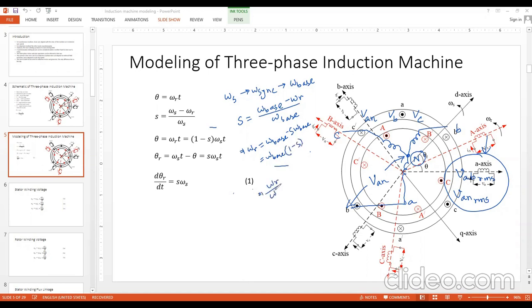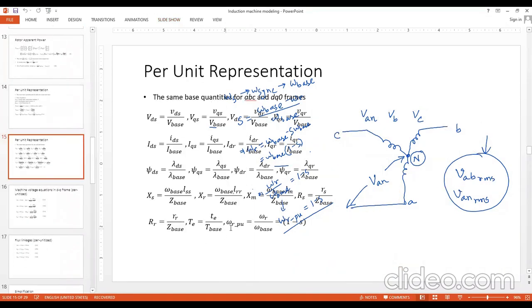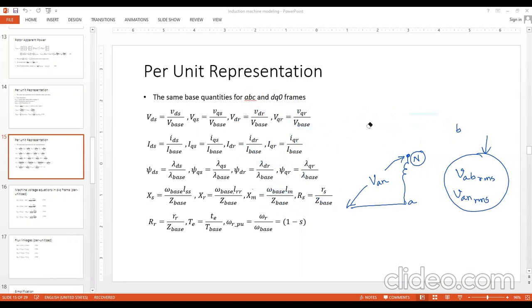So omega r over omega base is 1 minus s, where omega r by omega base is nothing but omega r per unit equals 1 minus s. So this is how you can get the relationship done. You can prove this relationship: omega r per unit equals omega r by omega base equals 1 minus s. Okay, so these are some of the per unit representations in the DQ axis.